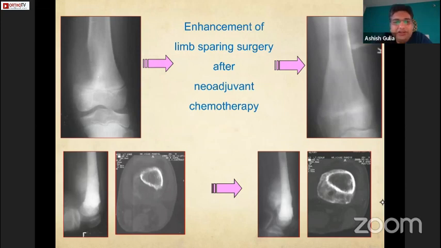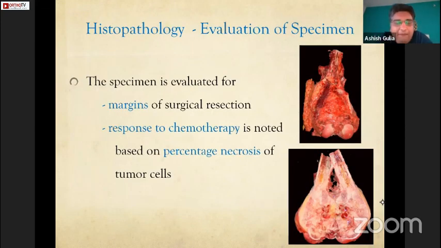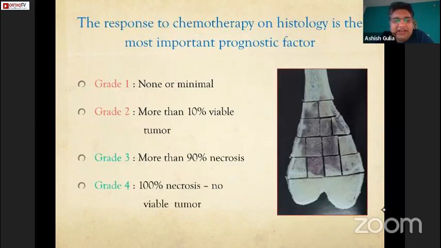Now, we have given neoadjuvant chemotherapy. We have excised the specimen. Now, we need to evaluate this specimen for the margins of surgical resection and response to the chemotherapy. And as I told you earlier, margins of resection are extremely important, because if your margins are close or positive, then chances of local recurrence are extremely high, and local recurrences in bone sarcomas are extremely difficult to salvage.